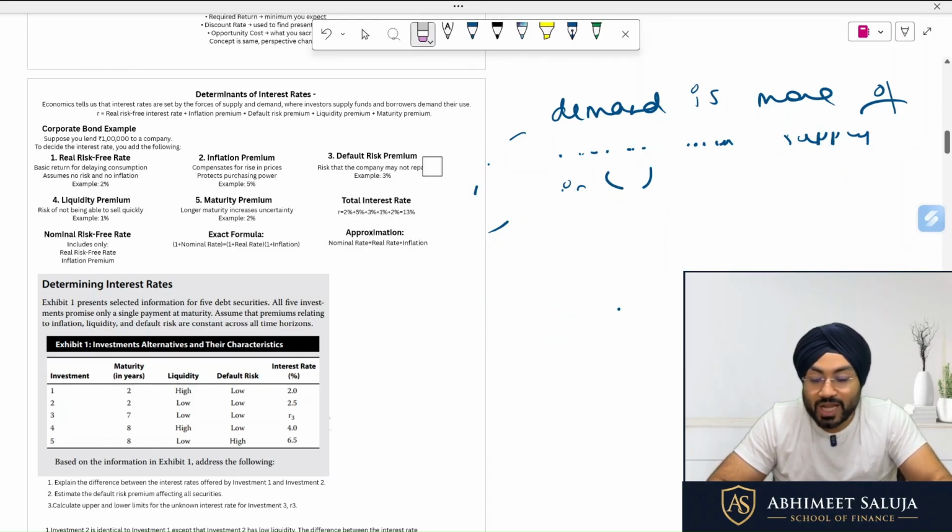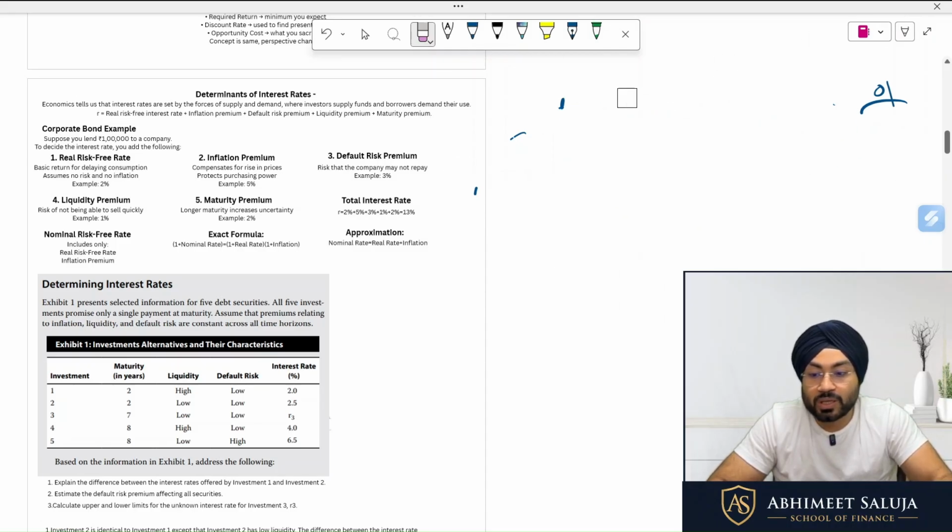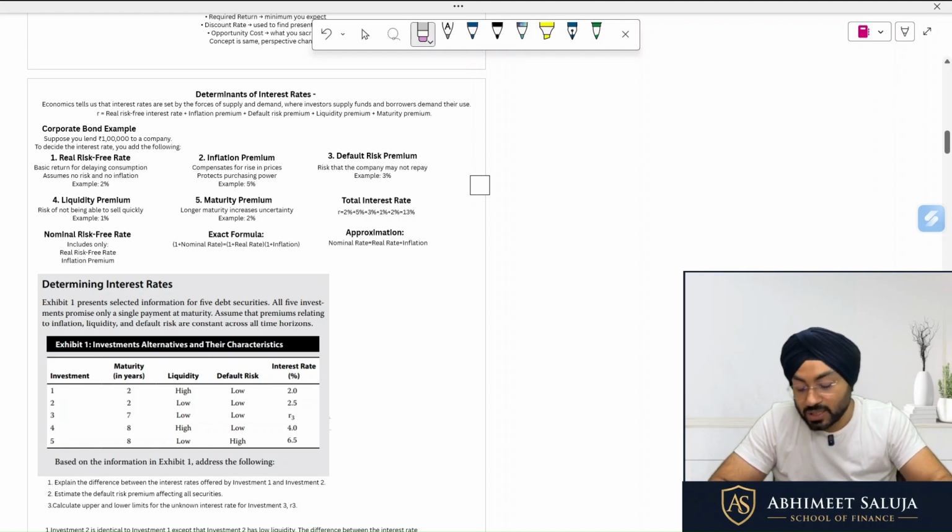Now interest rate can be a factor of a few premiums: real risk-free interest rate, inflation premium, default premium, liquidity premium, and maturity premium. We have discussed all of these premiums once in the overview of the chapter. Let's just do it again.